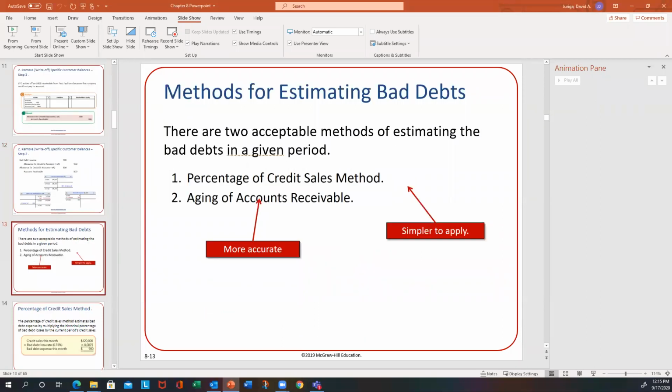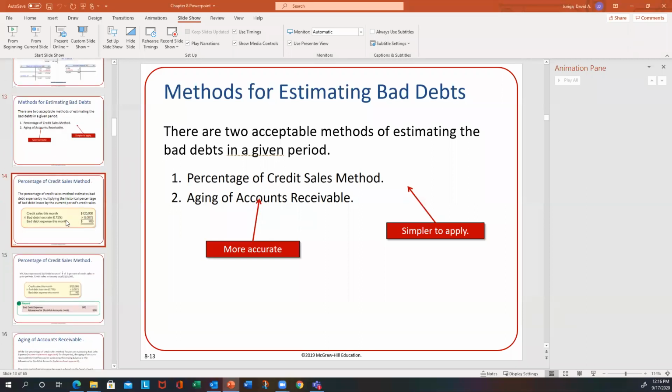All right, so to do these estimates, there's two acceptable methods according to GAAP. One is called the percentage of credit sales method, which is what they call an income statement method. And then the other one is called aging of accounts receivable, which is more of a balance sheet approach. The second one is the one that's more accurate. I'll show you exactly why in a moment. The percent of net credit sales is a simple method where you're just applying a percentage times your overall credit sales. And so in the next couple slides, we'll show you how you do each of them.